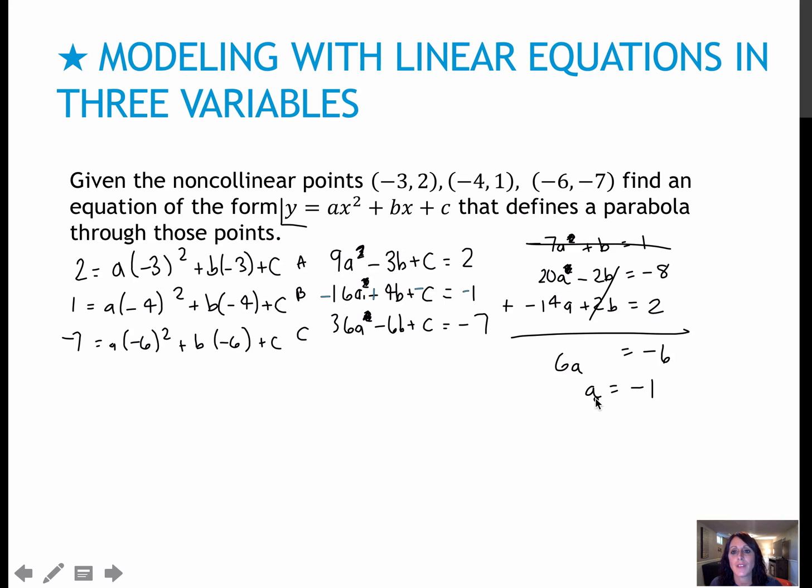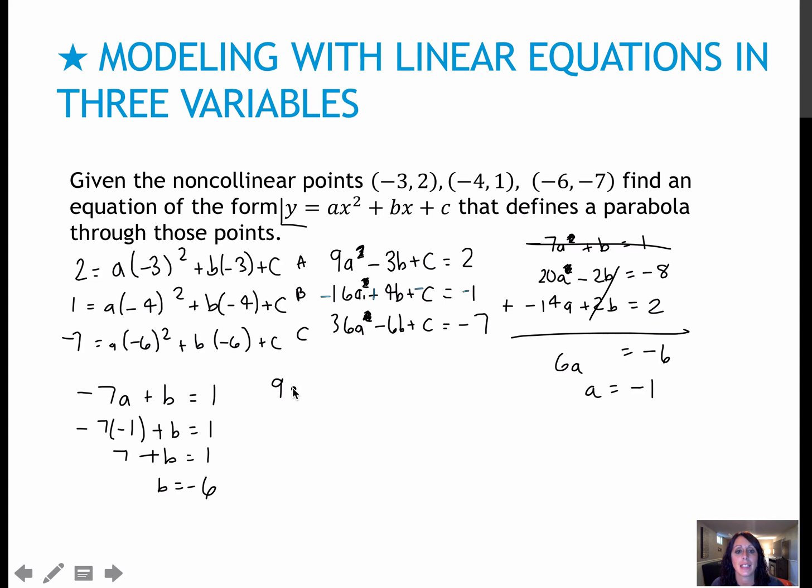Now I'm going to take that a value and I'm going to plug it into any of these equations. So I'm going to take that original negative 7a plus b equals 1, and I'm replacing a with negative 1. Negative 7 times negative 1 is 7. Subtracting 7 from each side, I get negative 6. And then, of course, to find my last one, I take negative 1 and negative 6 and plug it back in to any of the original equations.